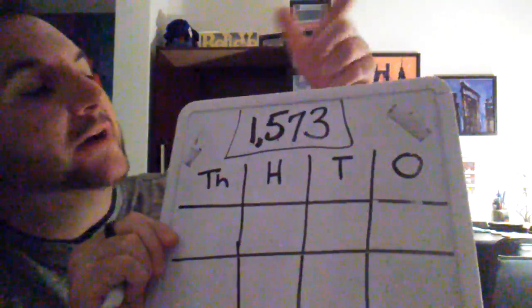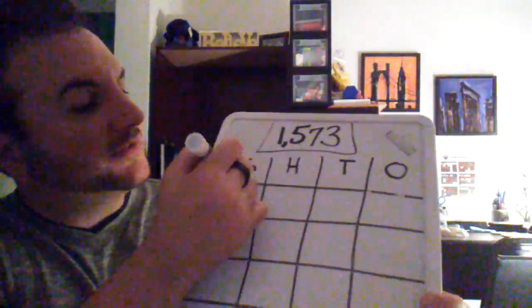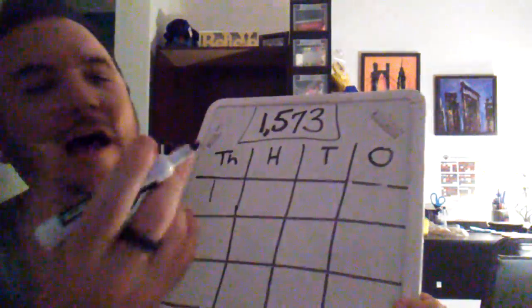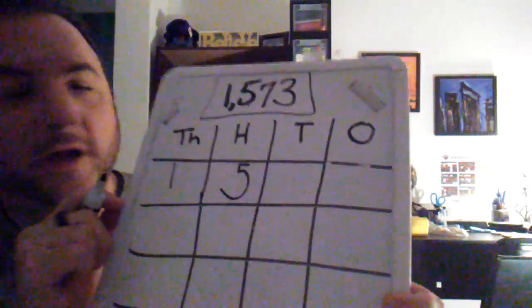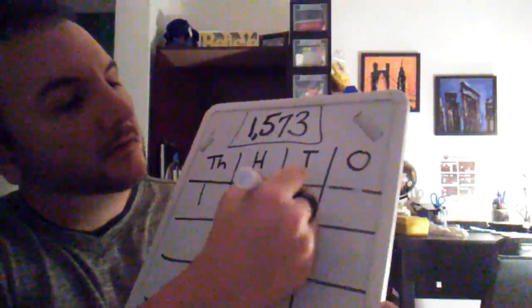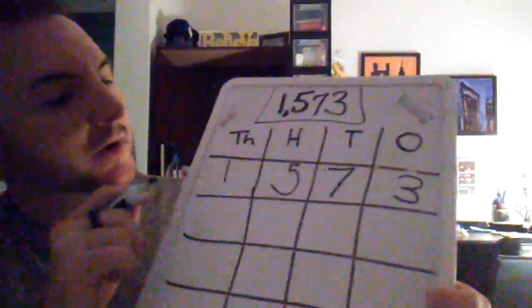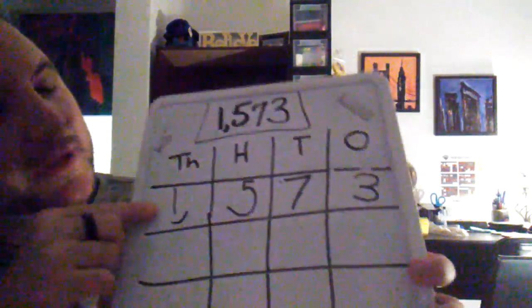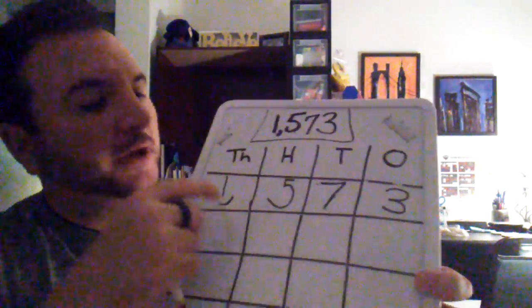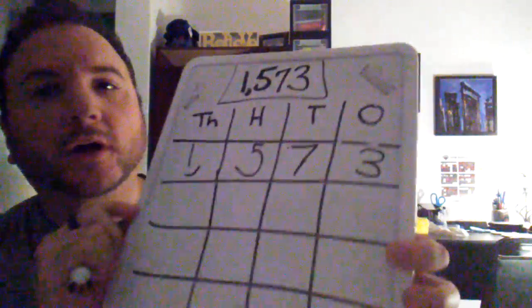1,573. Right? Now, this means, remember, this one is not a 1, it's a 1,000. This 5 is not a 5, it's a 500, right? This 7 is not a 7, it's 7 tens. And this 3 is 3 ones, right? Of course, the comma. So basically, once again, breaking it up into the chart, 1,573: 1,000, 500, 7 tens, and 3 ones, right?